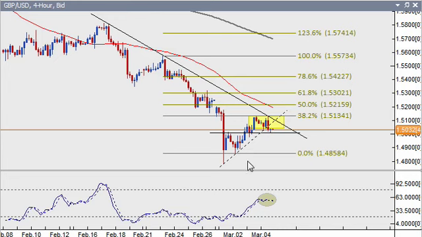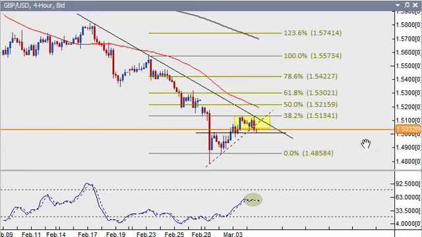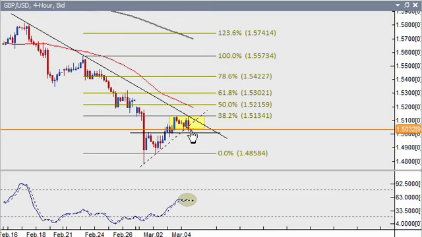But once again, to be conservative, a break below 1.4850 would signify a stronger confirmation for your bearish outlook. Okay, so for now, wait in the Asian session to see what happens.